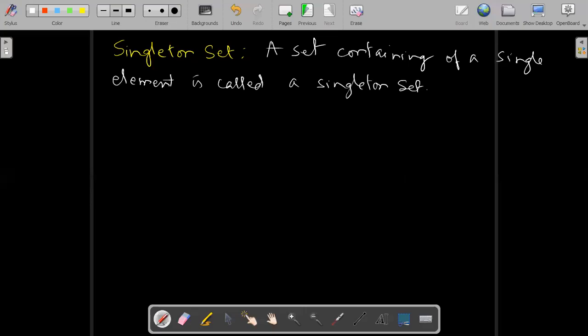So a set which contains only one element. Sometimes it is written by having one element we can easily recognize. If it is given in the listed form, roster form, we can easily recognize. For example, zero, a set containing only zero, or any one element, five, or containing only -7. These all are singleton sets because they have only one element.